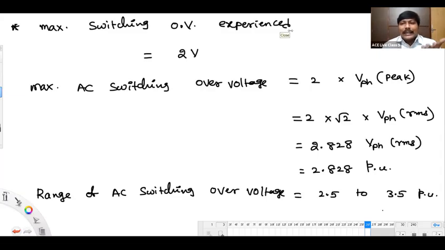Why multiplying with 2? That's coming from the previous discussion only, Pawan. Again, why are you asking the same doubt? The maximum switching overvoltage, I have written 2V. Where did you get it? Open circuit line. I have not written anything direct here. All the things are coming in a sequence. That's it.